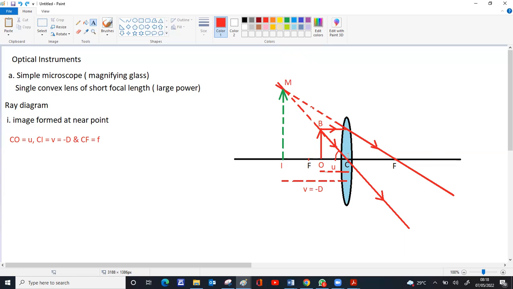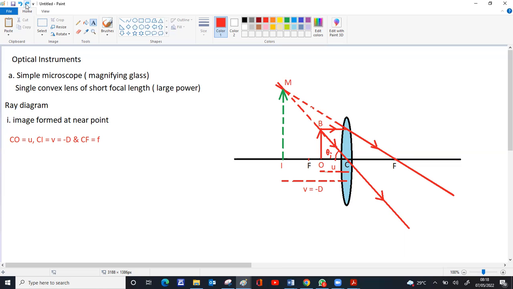The angle subtended at the center of the lens by the image formed at the near point is theta I. So if the image is formed at the near point, draw two lines from the top and bottom of the image to the optic center. That will be the theta I value.